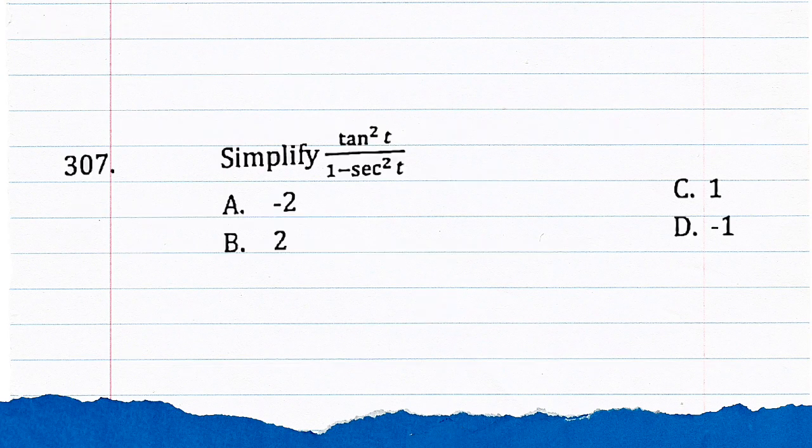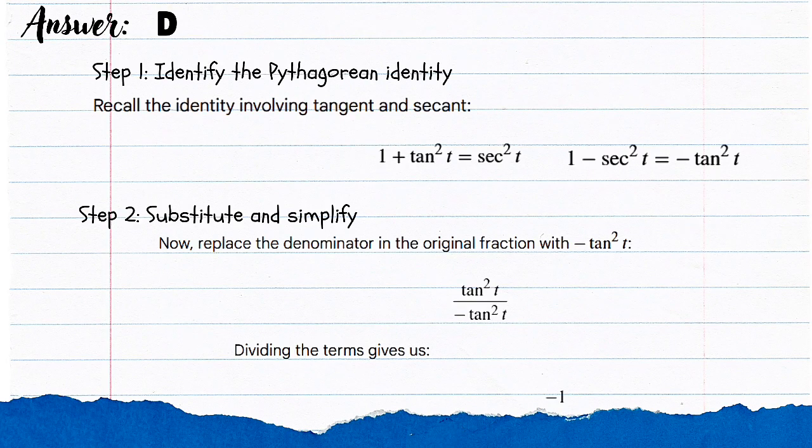Question number 307. Simplify tangent squared t over 1 minus secant squared t. And here are the choices. Letter A, negative 2. Letter B, 2. Letter C, 1. Letter D, negative 1. And the answer is letter D. And here are the steps.